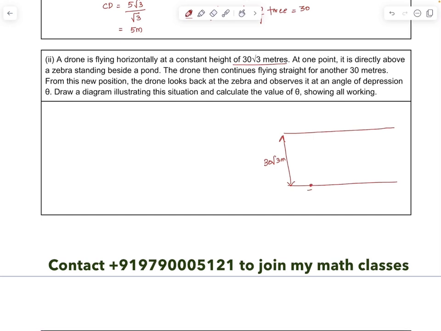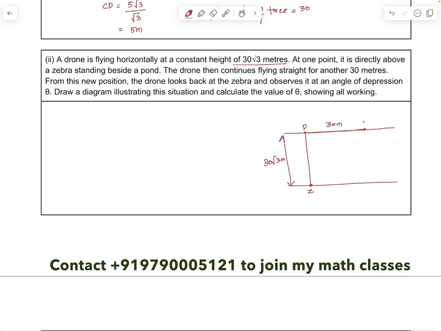Assume this is the position of the zebra and the drone is exactly above it. Let's mark this position of the drone as D. The drone then continues flying straight for another 30 meters. Okay, so it has traveled another 30 meters. Let the new position of the drone be D dash.